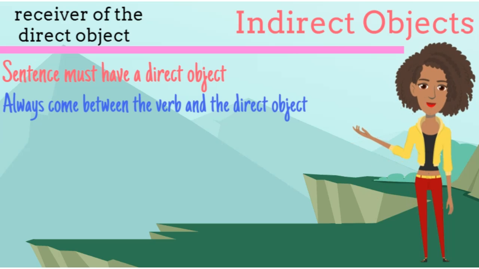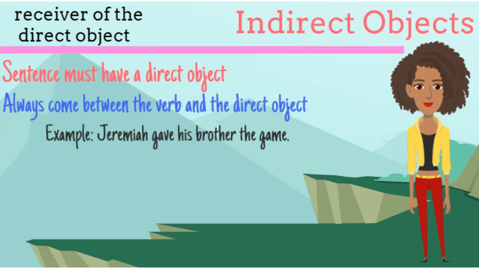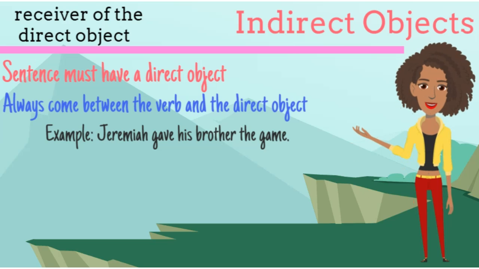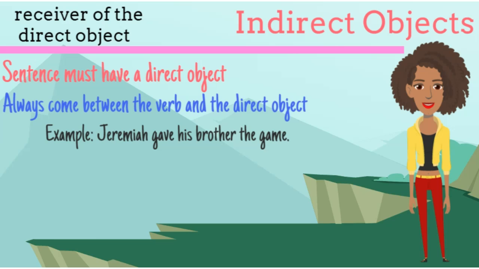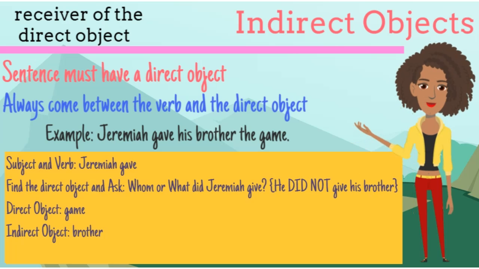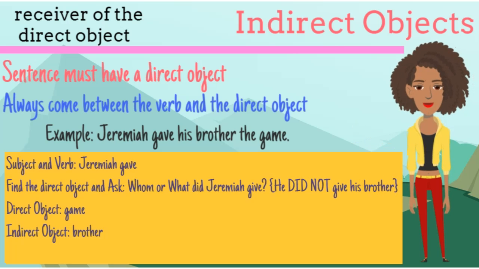Let's look at this sentence. Jeremiah gave his brother the game. First, we must see if it has a direct object, so we find the subject and verb. Jeremiah is who the sentence is about, and gave is the action.